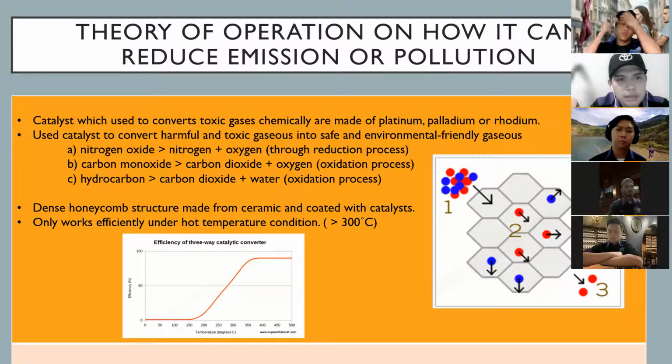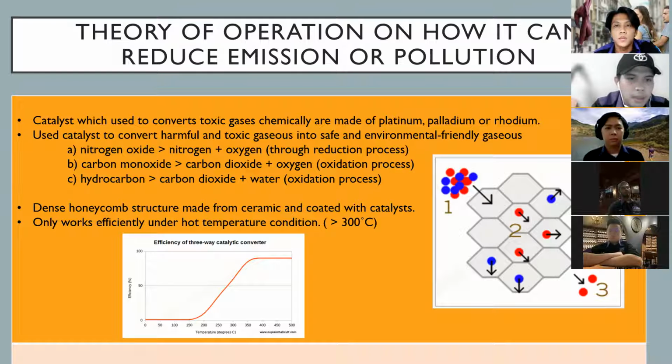Inside the catalytic converter, the gases flow through a dense honeycomb structure, which we can see in the picture. It is made from ceramic and coated with the catalyst that we mentioned, which is platinum, palladium, and rhodium. The honeycomb structure means the gases touch a bigger area of catalyst at once, so they are converted more quickly and efficiently.